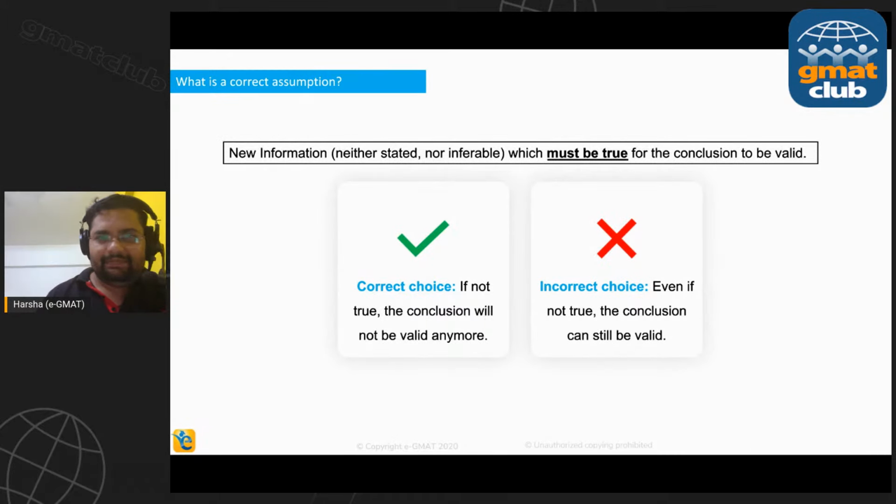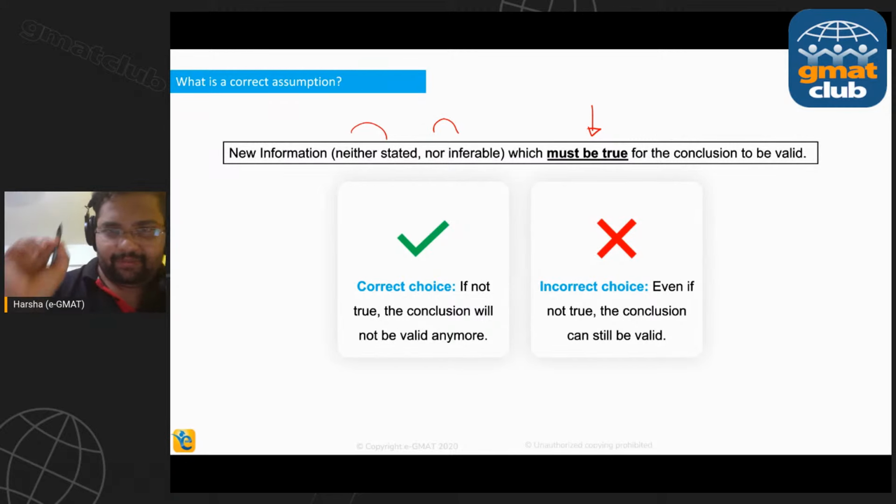What is an assumption? It is new information which must be true for the conclusion to be valid. And the question stem, in fact, asks you what exactly must be true for the conclusion that traffic congestion will reduce thanks to the plan. When you say new information, it can neither be stated nor be inferable.